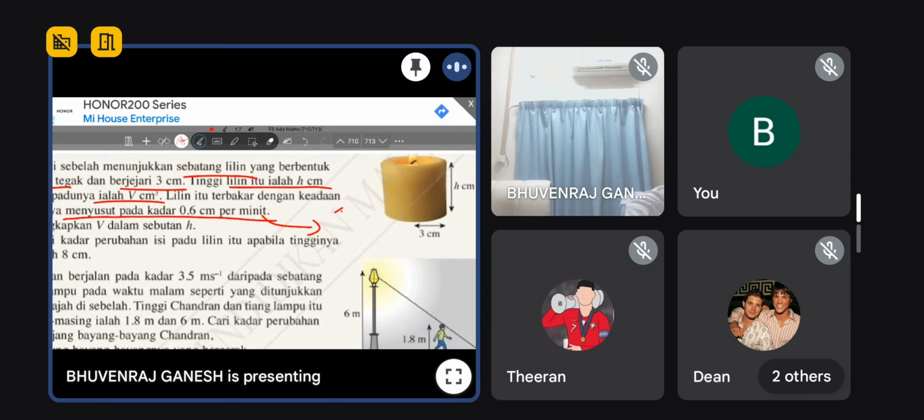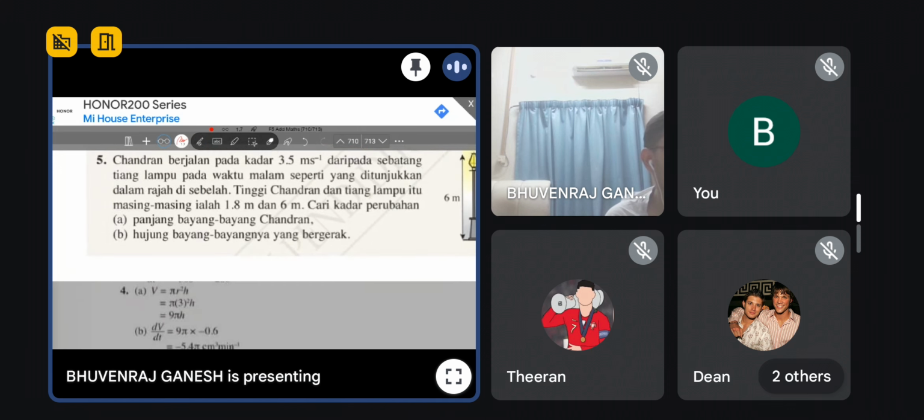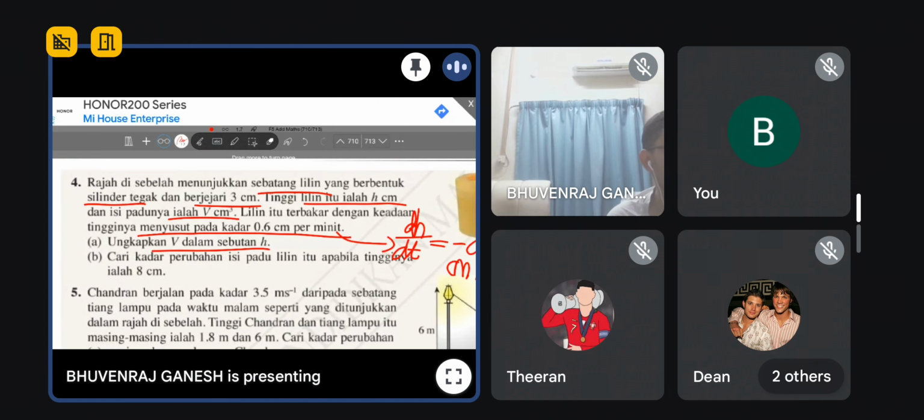Okay, correct. dH/dt equals negative 0.6 cm per minute. Okay, this is the first information. So now, first question, they ask you to express V in terms of H. So I think this one is just a bit different.